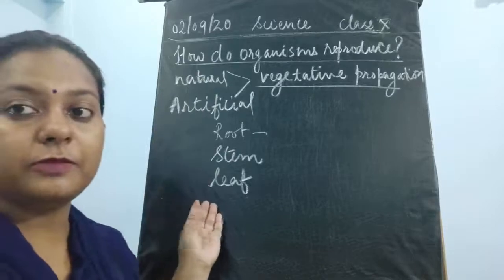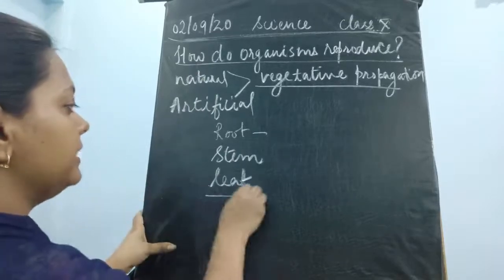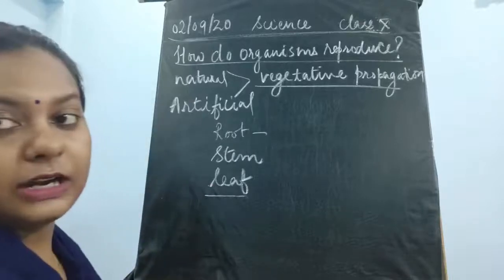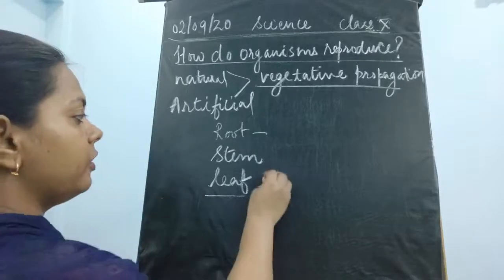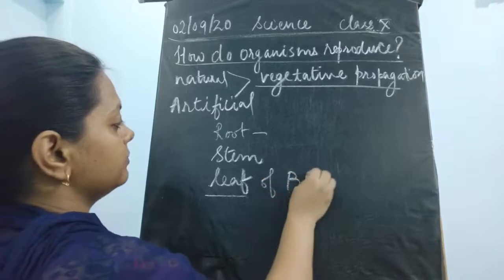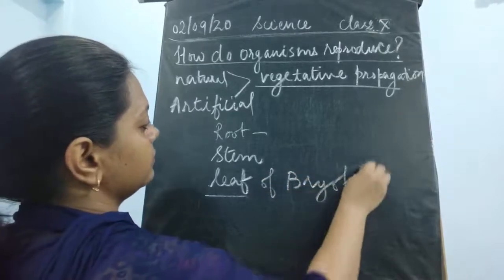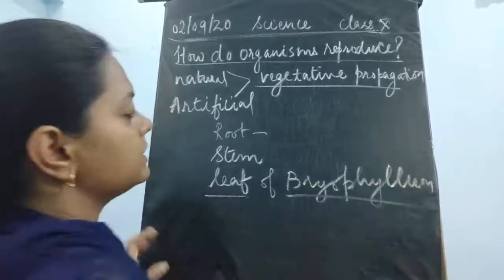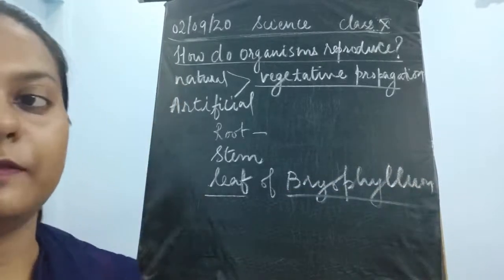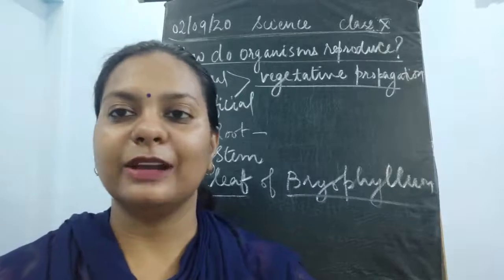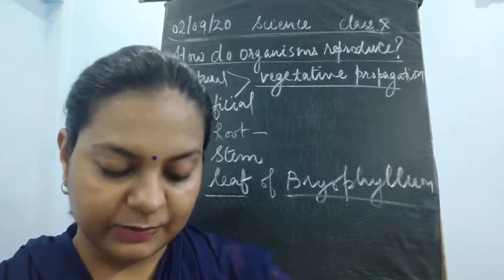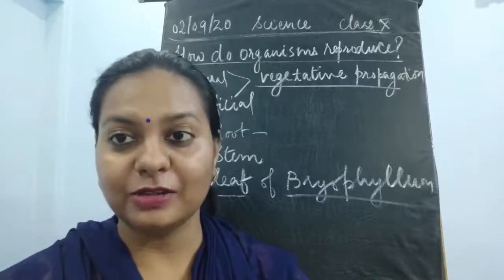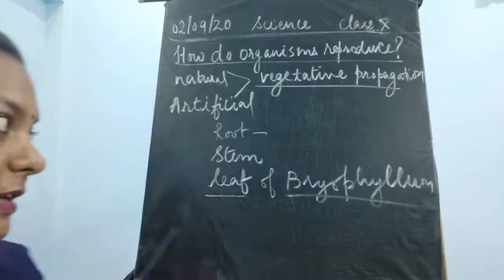Now, the last part of this natural mode of vegetative propagation was left. This was vegetative propagation with the help of leaves. This is a very special condition, which I told you occurs in the leaf of bryophyllum. The name of this plant is very beautiful. In Hindi it is known as ajuba. Why it is called ajuba and why it is said to be bryophyllum, I'll tell you.